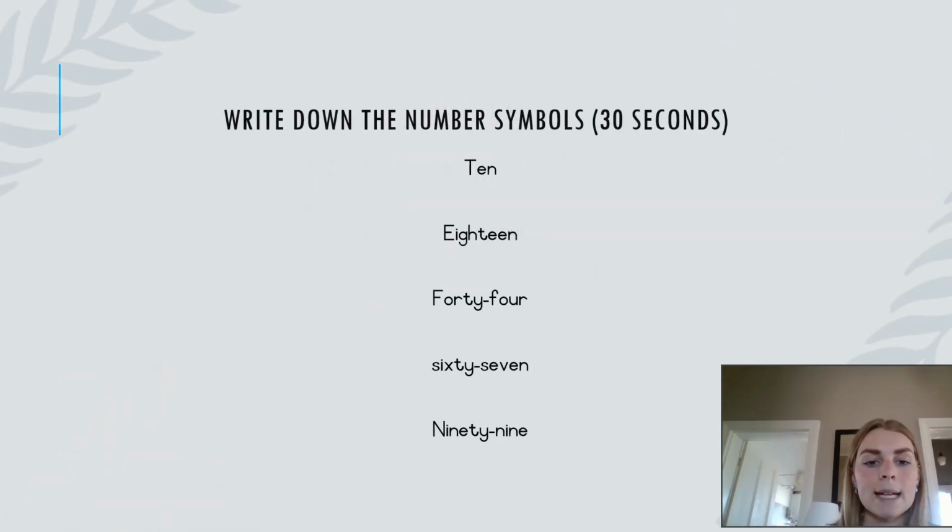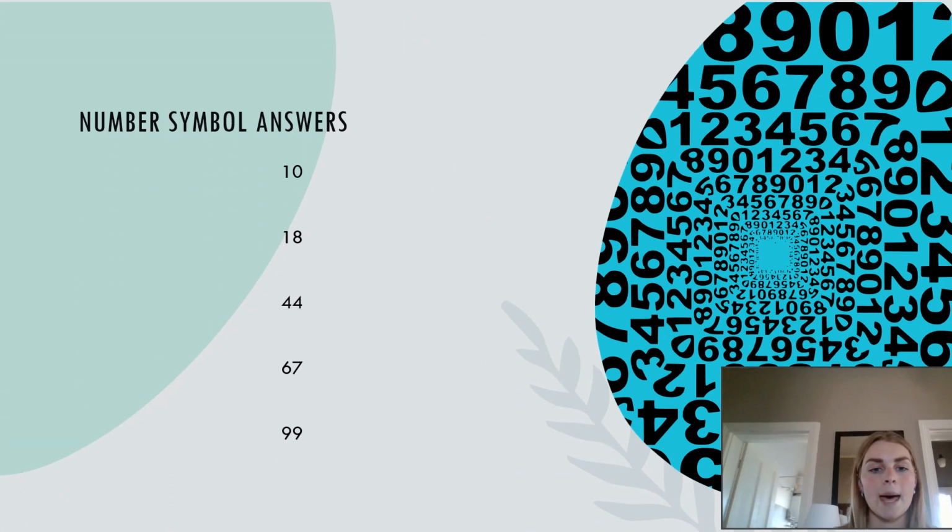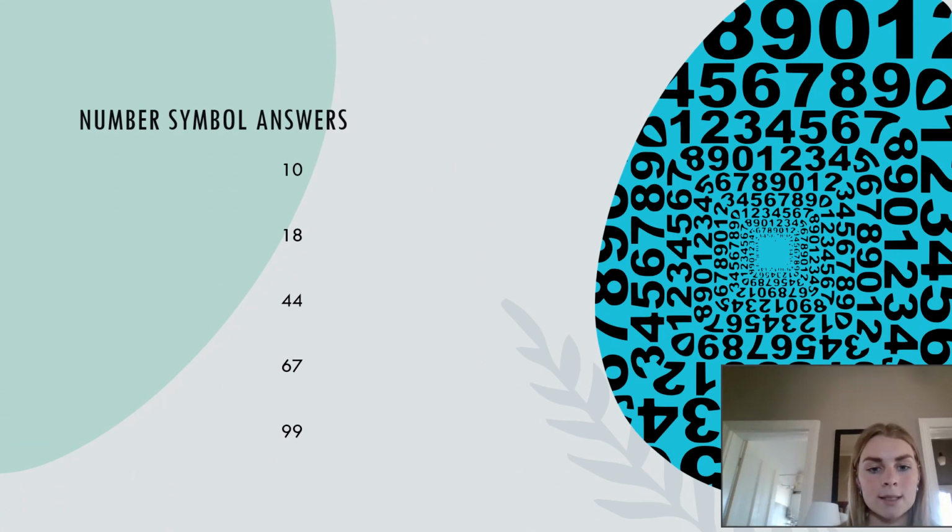Okay, so the first one is write down number symbols. So they have 30 seconds to do this. The number symbols that they'll have to write down are quite easy. It's 10, 18, 44, 67, and 99. And then here are the correct answers. So this is very nice because they can see what it is and they can see exactly where they've gone wrong if they have gone wrong, and I think it's very good for a visual aid for them to be able to see the answer.